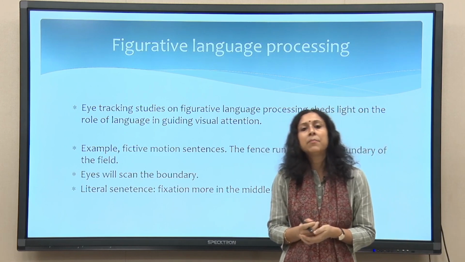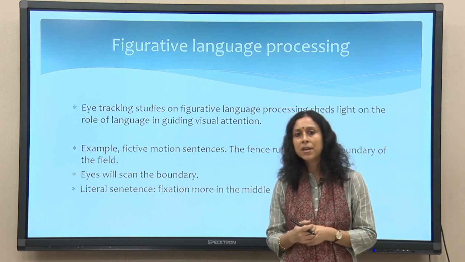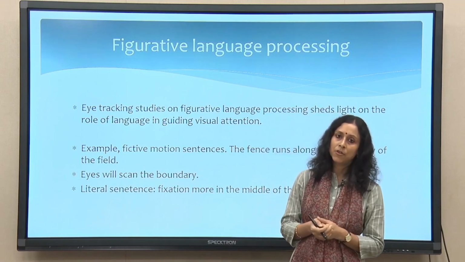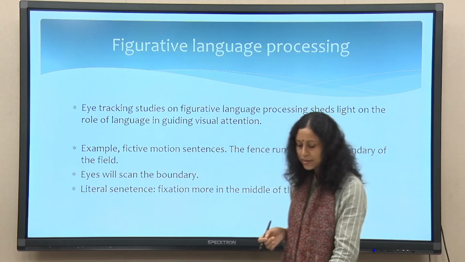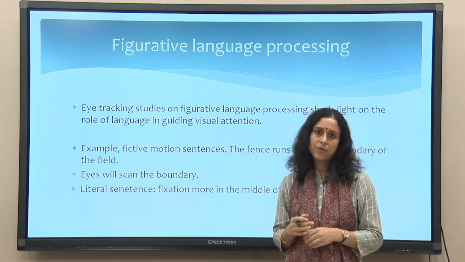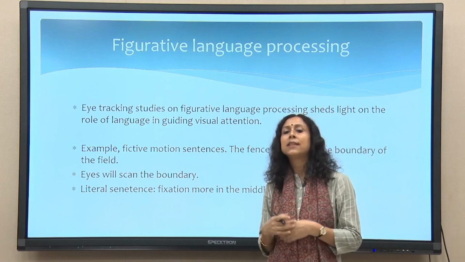So, it is not only a simple thing like pick up the beaker, where you are looking at word-object mapping or even sentence reading. Even in the case of figurative language processing, for example, fictive motion sentences. What is a fictive motion sentence? Fictive motion refers to a particular case where we describe a static scene in a dynamic way.